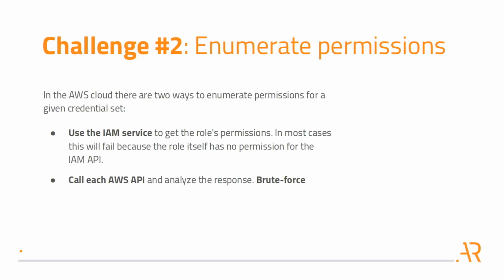When you have a set of credentials in AWS, you can call the IAM API, and it will tell you which permissions you have. But in order to do that, you need permissions for IAM. And in this research, none of the credentials that I got had permissions for IAM. So I had to do brute force. I had to call each and every AWS API, and if the response was forbidden, I had no permission. If the response was, okay, this is a list of resources, then I had that permission.